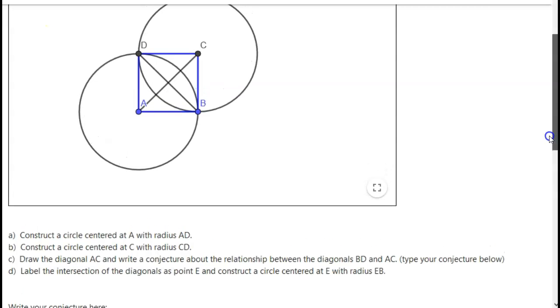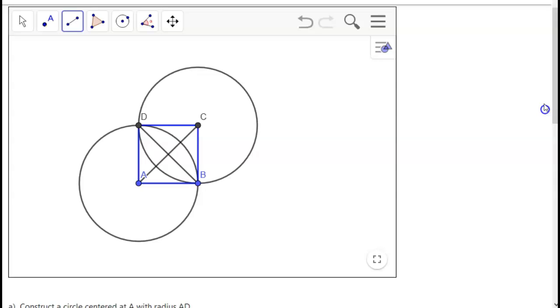And then label the intersection of the diagonals as point E. So we're going to put a point where those two diagonals are meeting. And then we're going to use that as the center of our circle. And now we have that square inscribed in the circle.